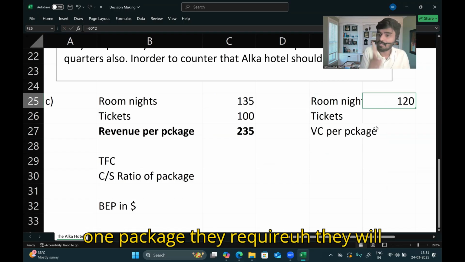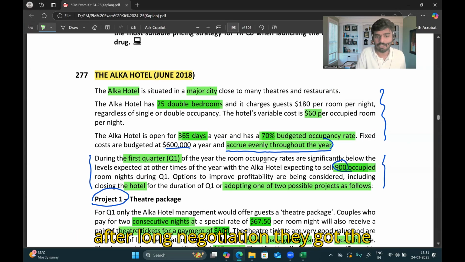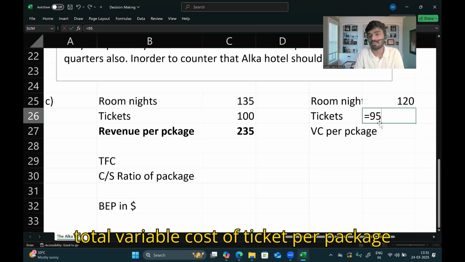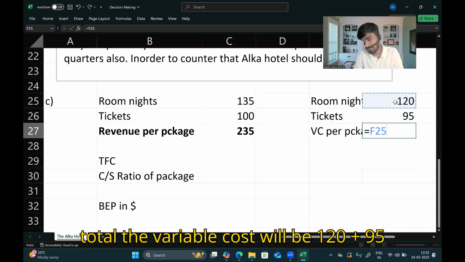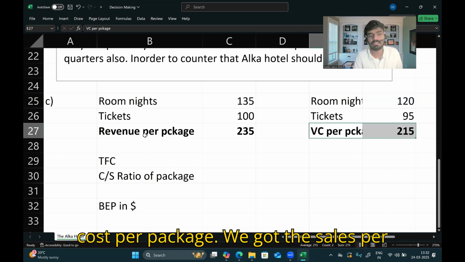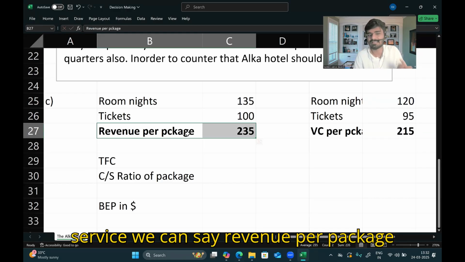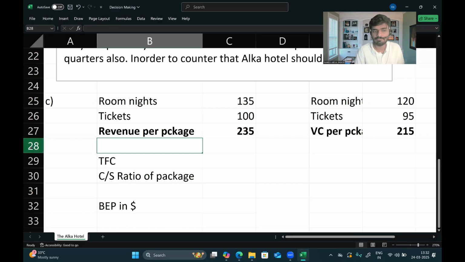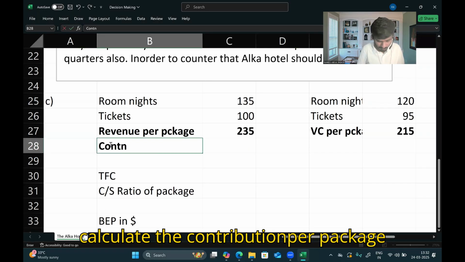So for one package, they will incur 120 variable cost for the room. For the ticket, they have already mentioned that after long negotiation they got the tickets for $95 a pair. So the variable cost of tickets in a single package will be 95. In total, the variable cost will be 120 plus 95, which is 215. That's the variable cost per package. We got the revenue per package and the variable cost per package, so we can easily calculate the contribution per package.